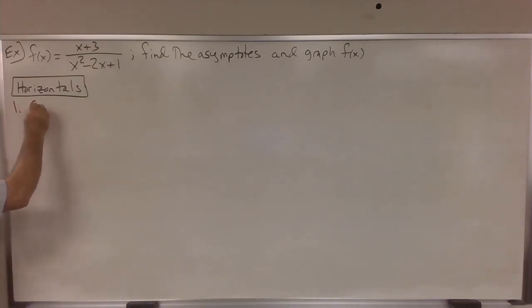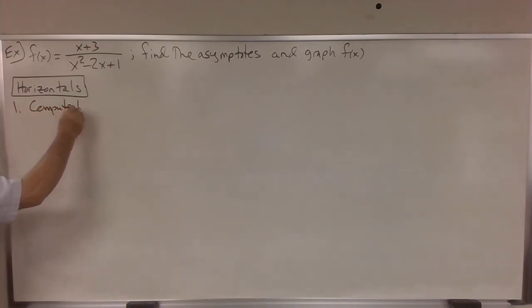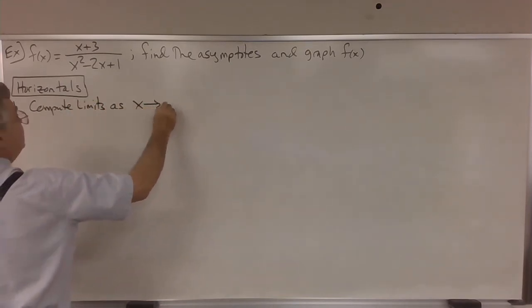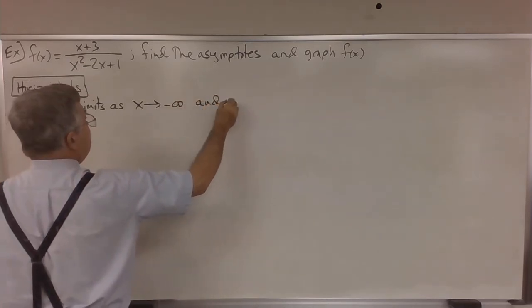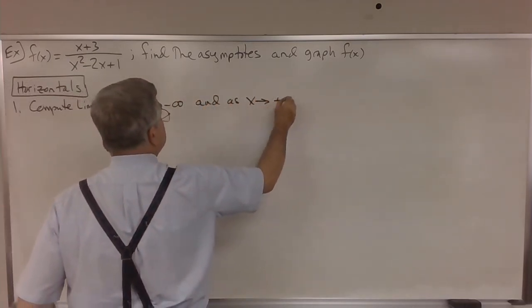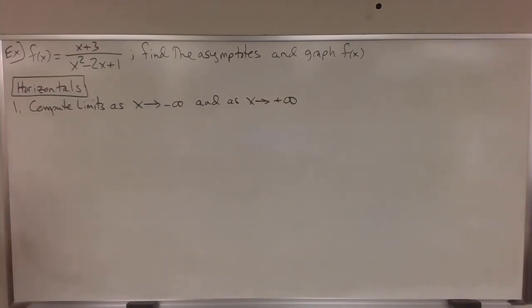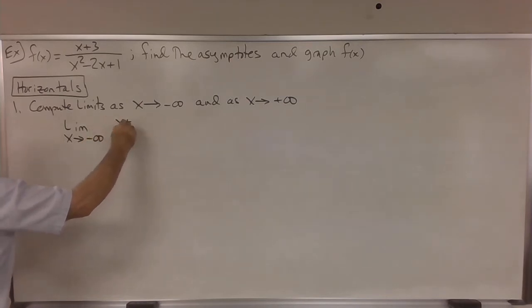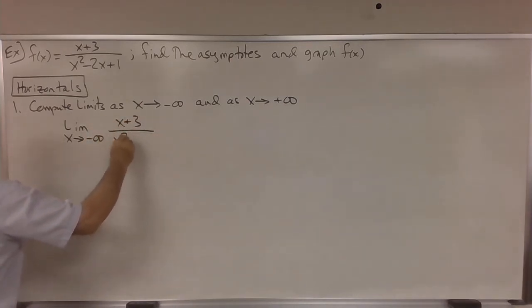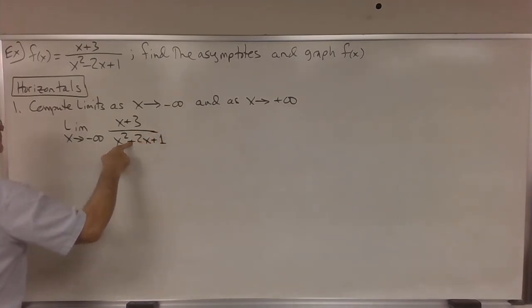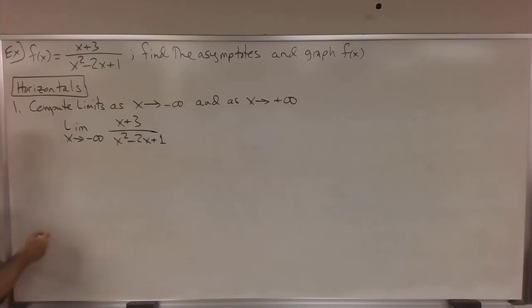Compute limits as x approaches negative infinity and as x approaches positive infinity. That's what it is. Okay, let's do it. The limit as x approaches negative infinity of (x + 3) over (x squared minus 2x plus 1). Okay.